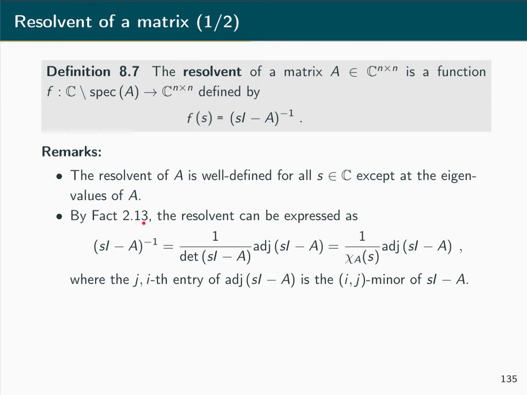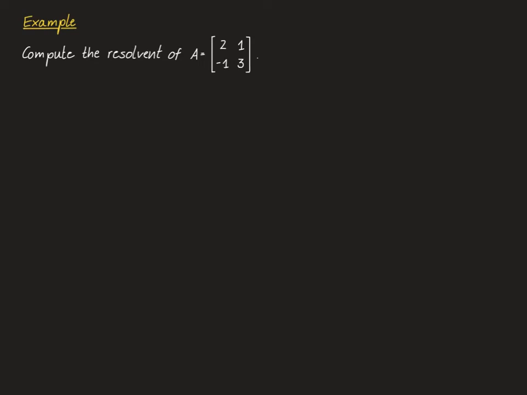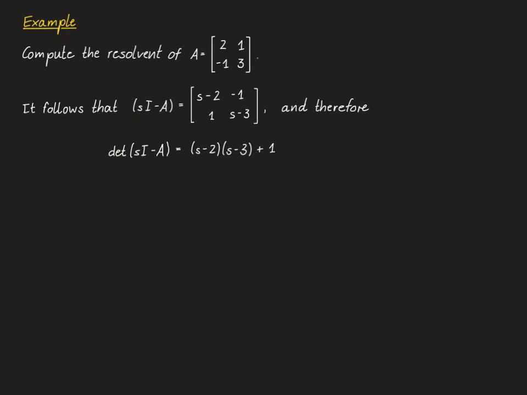By remembering fact 213, the resolvent can be expressed as 1 over the determinant of sI minus A times the adjugate matrix of sI minus A, which is equal to 1 over the characteristic polynomial of A times the adjugate matrix of sI minus A. So let's look at a quick example where we want to compute the resolvent of this given matrix A. It follows that sI minus A is given by having s on the diagonal and subtracting all the entries of A. And therefore, the determinant of sI minus A can be computed as the product of these two elements minus the product of these two elements, which can be simplified to the polynomial s squared minus 5s plus 7.